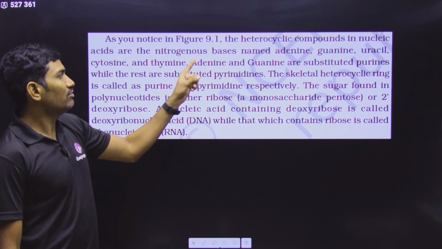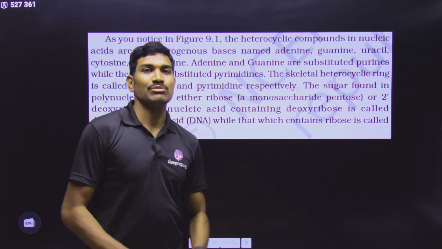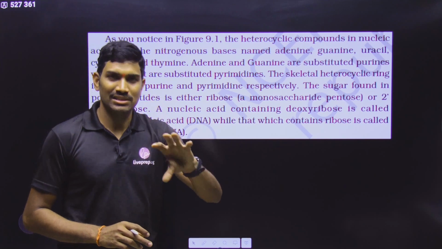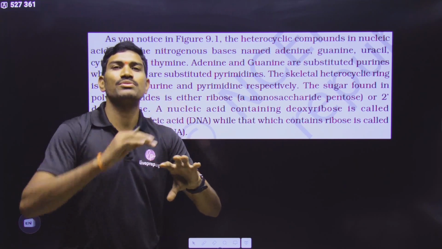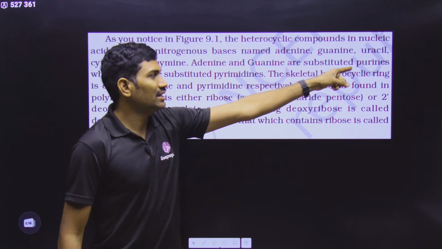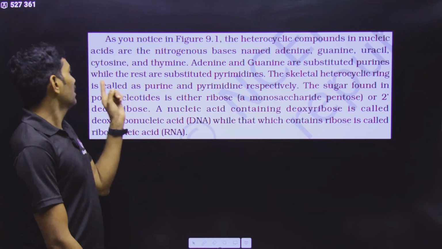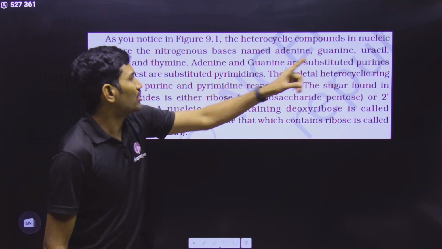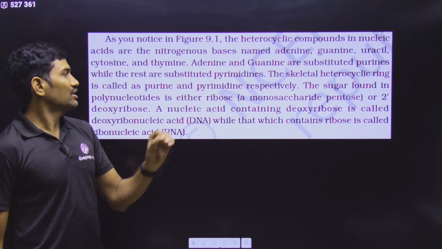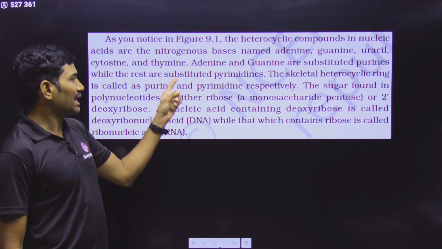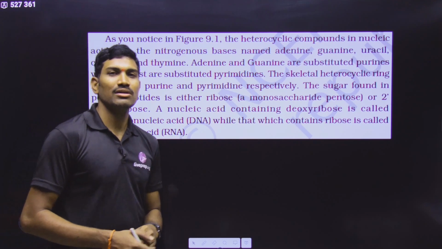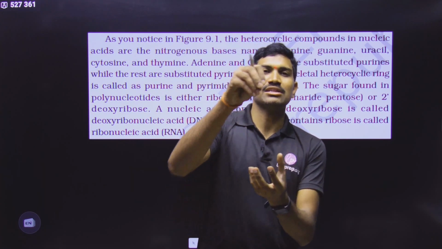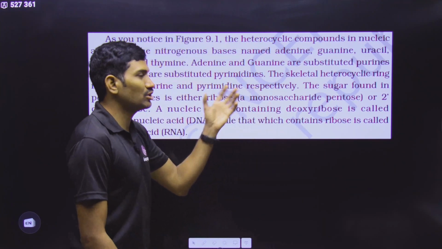And out of these 5, adenine and guanine are substituted purines. Already in the previous lecture we studied, no? There is a basic purine structure. In that some substituted groups will come. That's why adenine and guanine are substituted purines. While the rest means the remaining, what are the remaining? Uracil, cytosine and thymine, these 3. The remaining 3 are substituted pyrimidines because these have the basic pyrimidine structure. In their basic pyrimidine structure, these groups are substituted. That's why they are substituted pyrimidines.